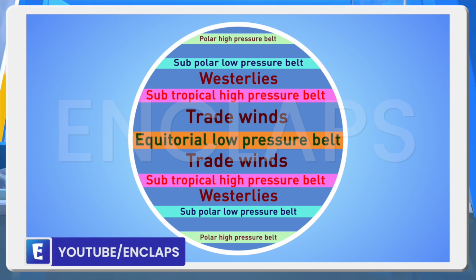They are called roaring 40s along 40-degree latitudes, furious 50s along 50-degree latitudes, and shrieking 60s along 60-degree latitudes. Cold polar regions are centers of high pressure, right? Polar winds are cold winds that blow from polar high pressure belt towards the subpolar low pressure belts.